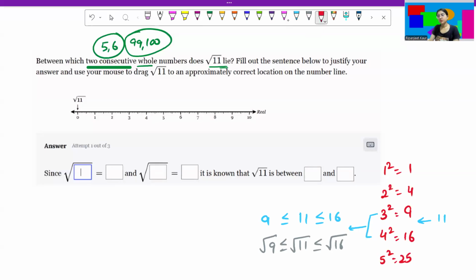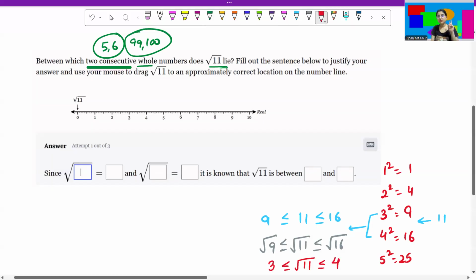Okay, what is the square root of 9? It's 3. Square root of 16? The square root of 16 is 4. So we found two consecutive numbers, 3 and 4, between which root 11 is lying. This is how we are going to find it.